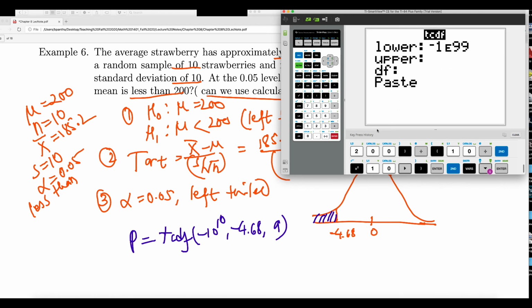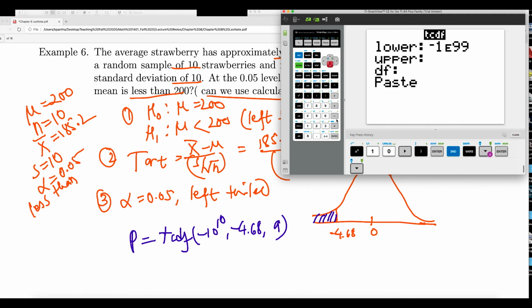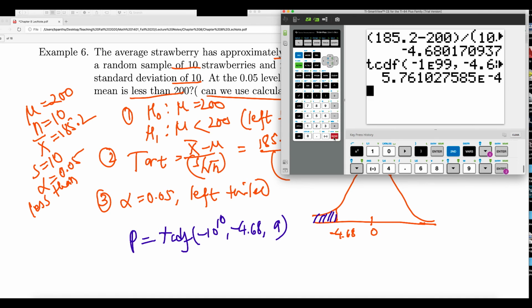The lower limit is negative 10 to the 99. That is fine. The upper limit is negative 4.68, and the degrees of freedom is 9. Then hit enter, and enter again. You get 5.76 times 10 to the negative 4. That E negative 4 means 10 to the negative 4.